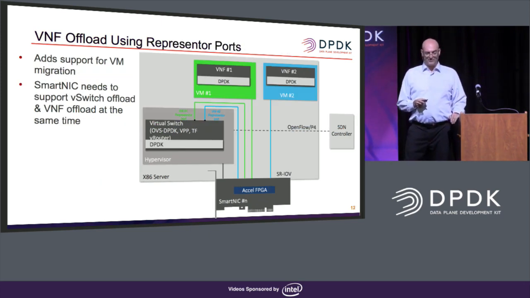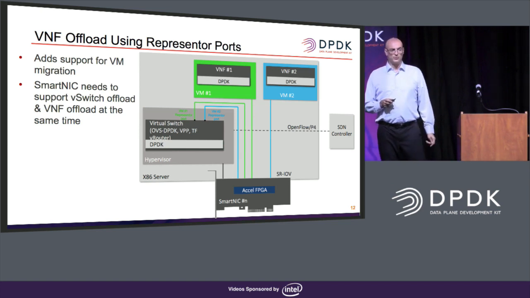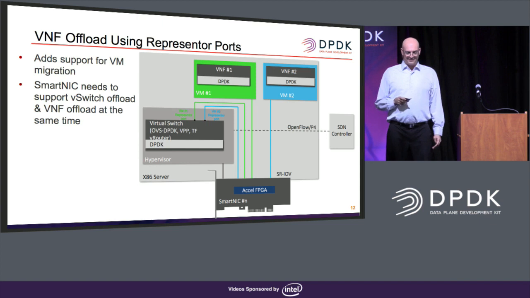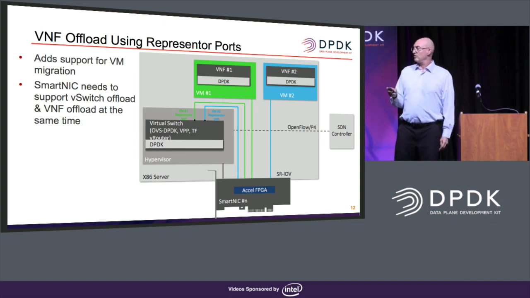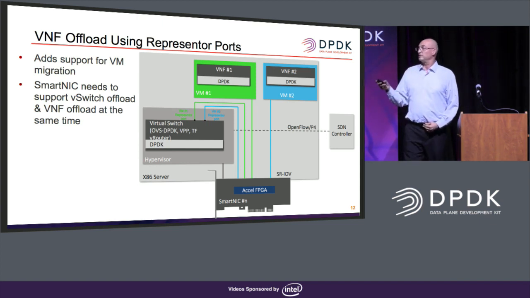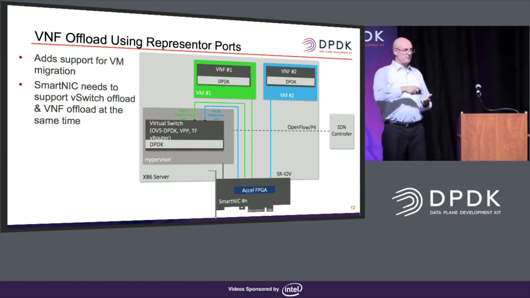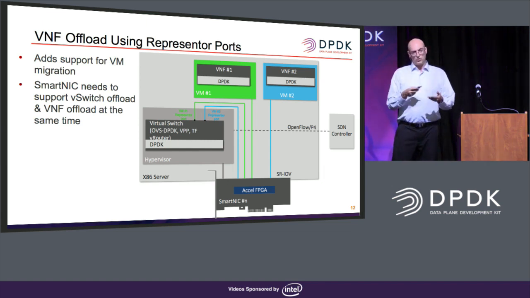Another option of VNF offloading is using representer ports. Representer ports are a little bit complicated in the sense that the traffic flows from the VM or the container to the NIC and then goes back to the OVS, and then the OVS decides if this can be offloaded, and then the rest of the flows will go directly between the virtual machine and the smart NIC, or they keep going to the OVS.